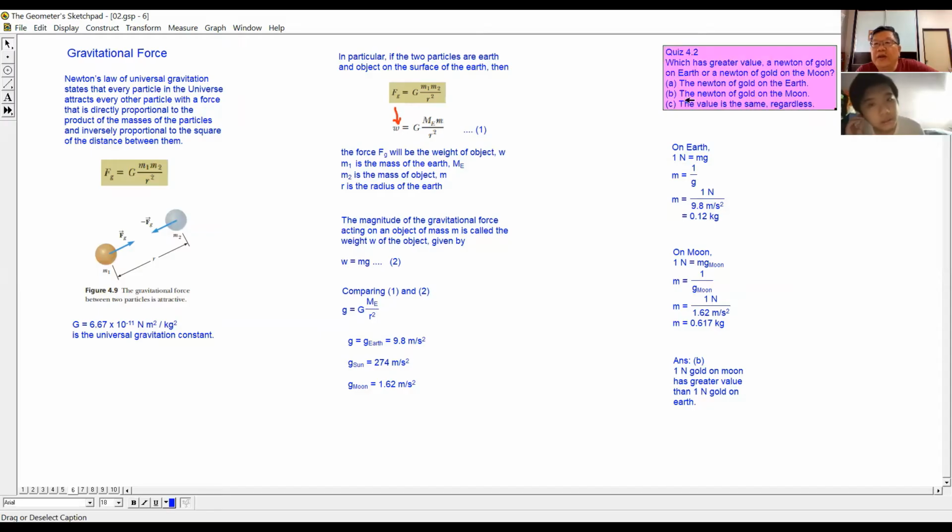Question. Then you read this one. You read the quiz form. Which has greater value, a Newton of gold on Earth or a Newton of gold on the moon?